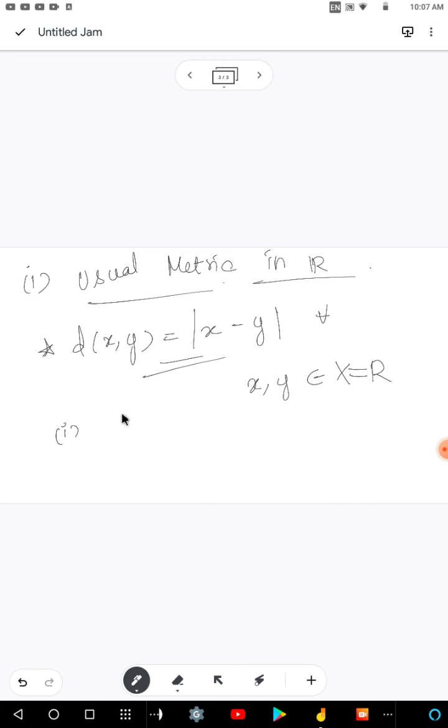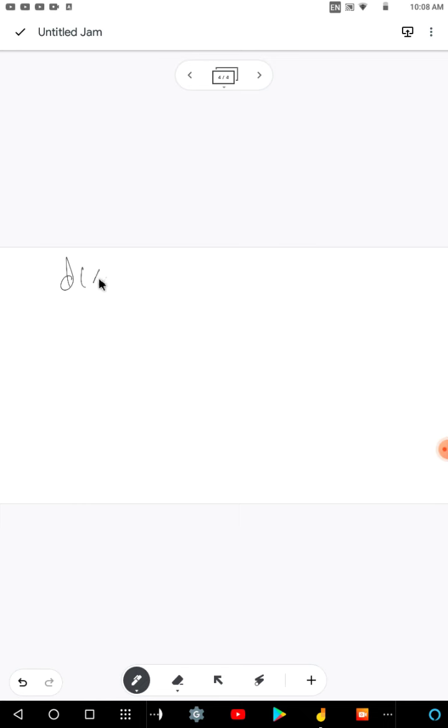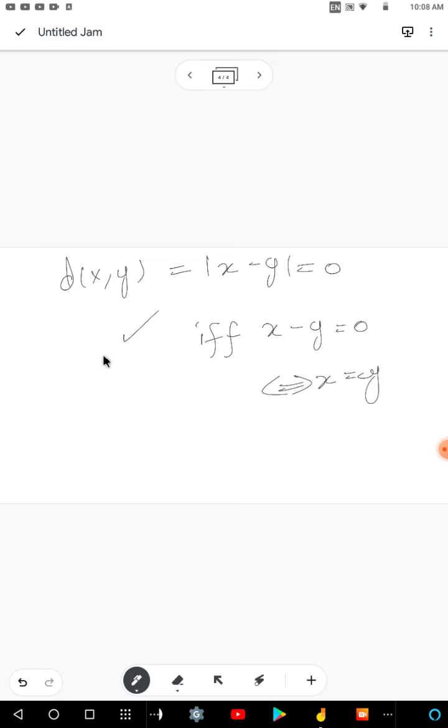What is the first property? d(x, y) should always be greater than or equal to 0, correct? If you take d(x, y), here you are defining that as modulus of x minus y, which is always positive. And the second property comes as a result of the first property, correct? If the modulus value is equal to 0, what does that imply? x minus y equal to 0. You can also put if and only if, so this implies x is equal to y. So this is the second property.